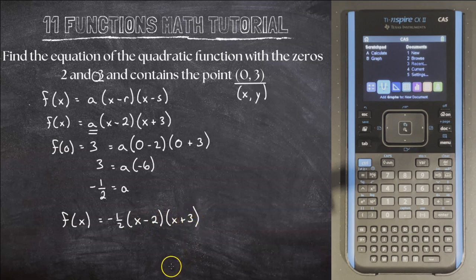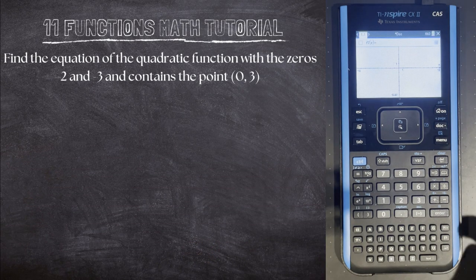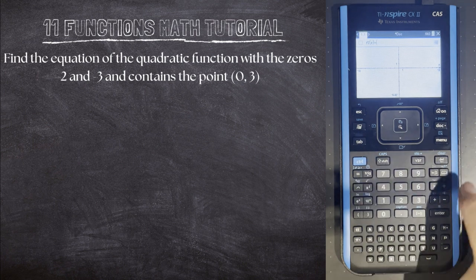Now, if you wanted to convert that to standard form, you can just expand that factored form. Then if you wanted vertex form, you can then complete the square of that standard form. Now we can check our function on our graphing calculator. So let's type in our function.